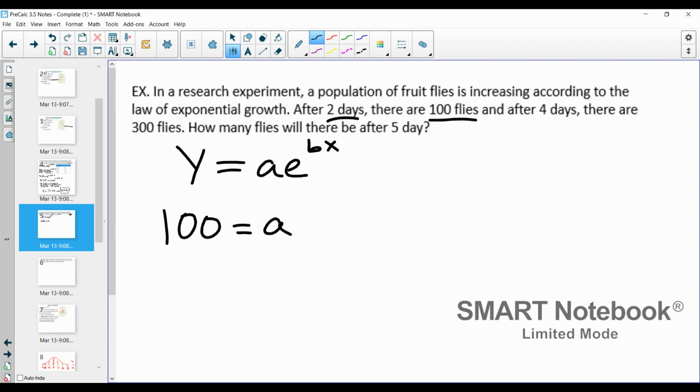I don't know where I started with these number of fruit flies. I know that I just have a. And then e to the bx, I don't know the rate that they're increasing, so I don't know my b value. But I do know that 2 days have gone by. So again, just picking out the right information here. After the growth has been happening, we have 100 flies, and we know the time is 2 days. Everything else at this point, we do not know.